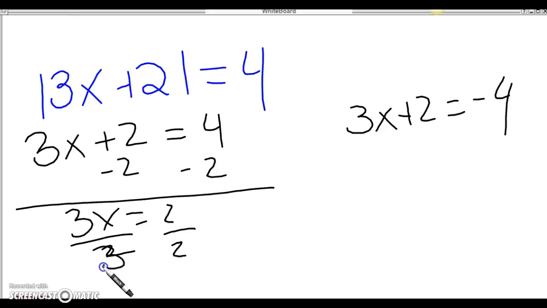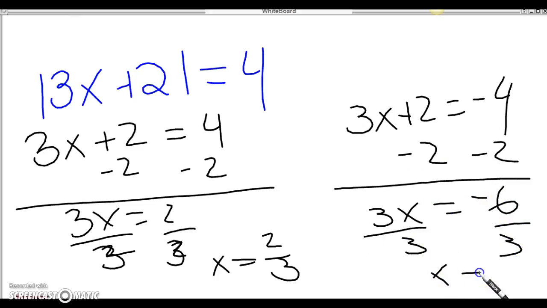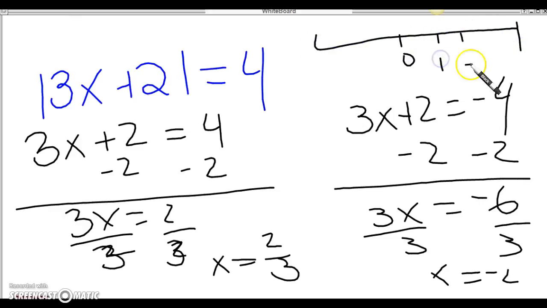Oops. It's divided by 3, excuse me. x equals 2/3. Same thing here. I get 3x equals -6, and x equals -2. So if I graph it, first one, it's a dot here at 2, and 2/3 is probably about right here.